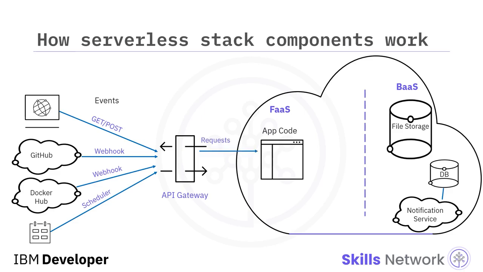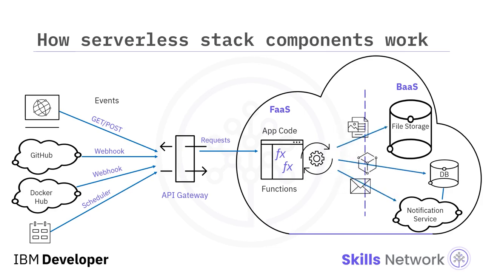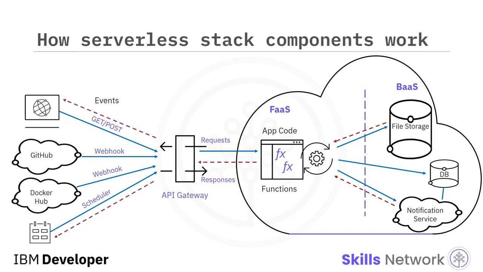These requests go through the API gateway, which identifies and forwards them to the respective functions. The functions then process these requests, and they are further directed, if necessary, toward the back-end services such as file and object storage, block storage, notification services, and so on for further processing and/or storage. The output or response is then sent back to the client through the FaaS component and the API gateway.